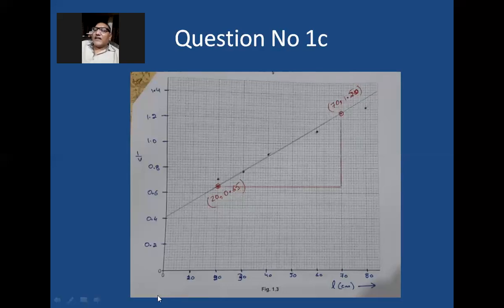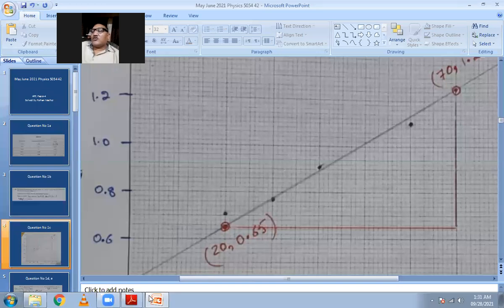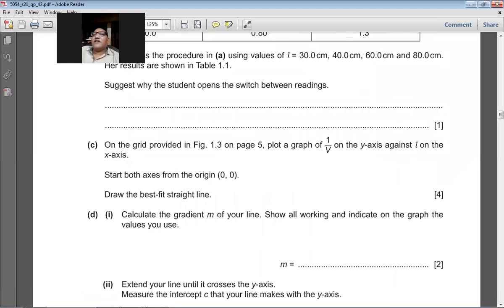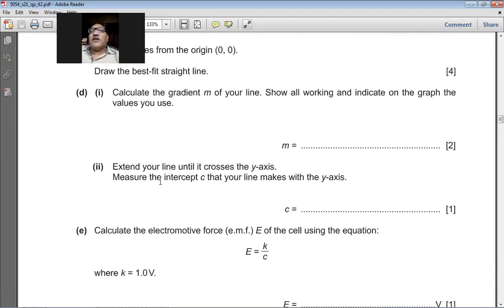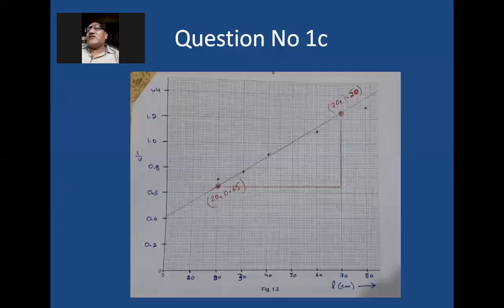Then in the next question, I think they have asked you, let me show you the next question. You can see that we are done with the C part. We have drawn the line of best fit. And then the next part is: calculate the gradient M of your line, show all working and indicate on the graph the values you use. Let me show you how we have done this.